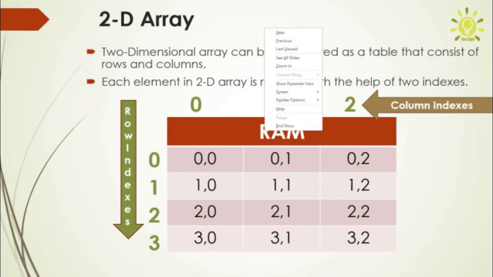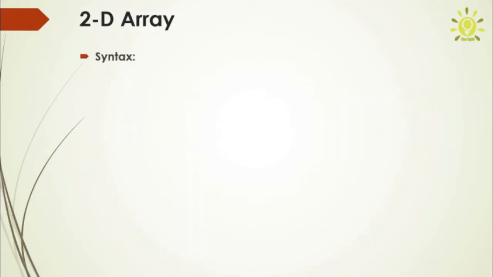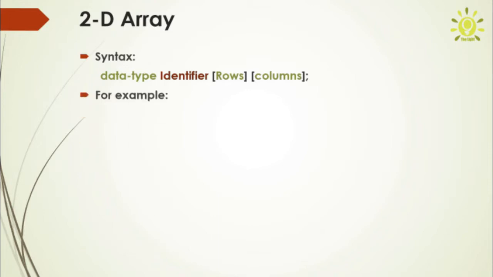The syntax of a 2D array is to use the data type and then the identifier. Identifier means the array name, and then within square brackets the number of rows, and within square brackets the number of columns. First rows come, then columns, and then the terminator. For example, here the integer data type, and ARR is the array name, where 4 is the number of rows and 3 is the number of columns.